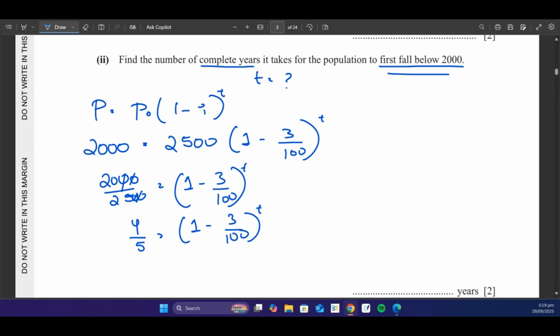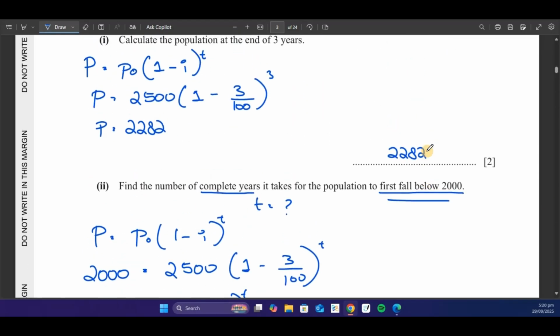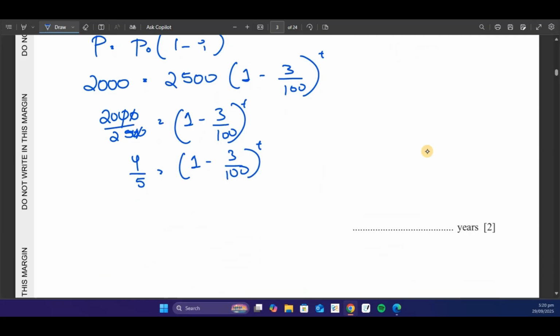And now we can use the log, but there is an even simpler way. What we can do is take sort of a random number to figure out if it falls below 2000. So we can take 7, we can take 6, we can take 8, and the threshold at which it just goes below 2000 is the number that we need to take. Okay, so we can take 8. So we can say that 2500 into 1 minus 3 over 100 to the power of 8.